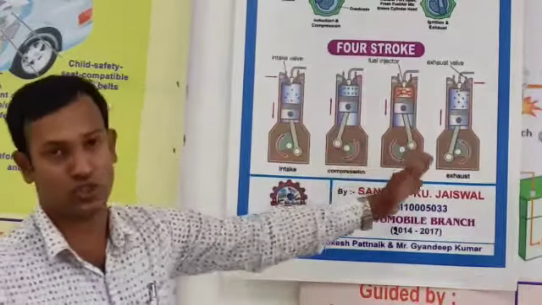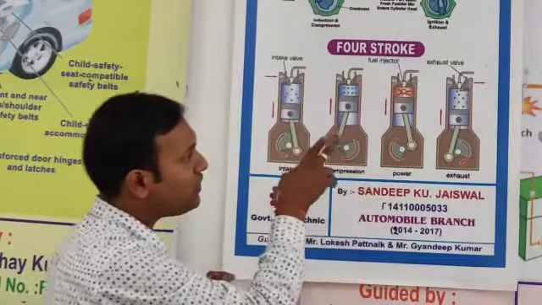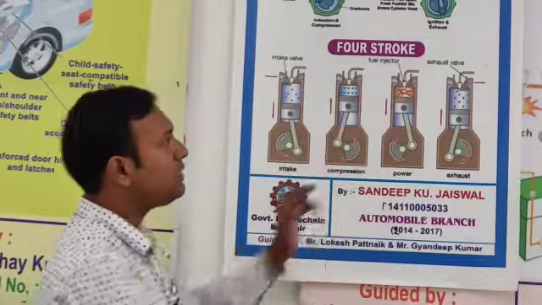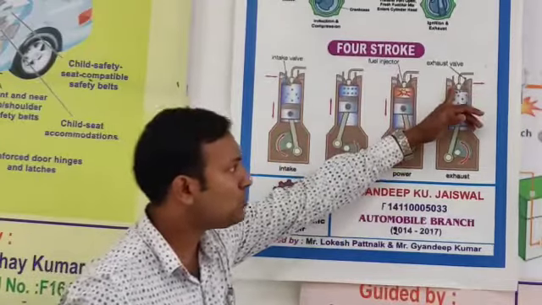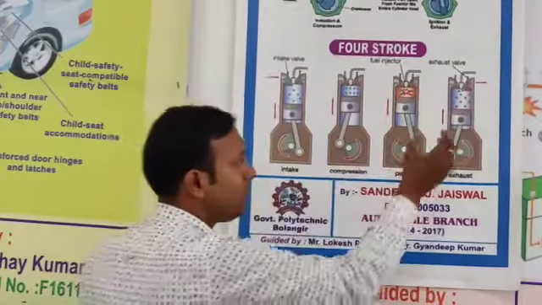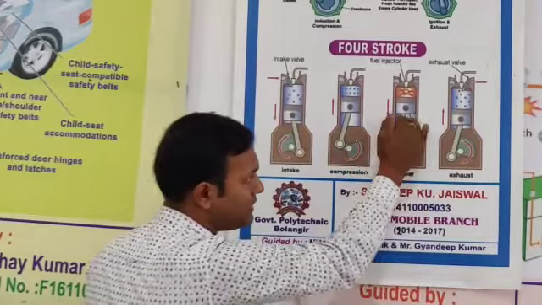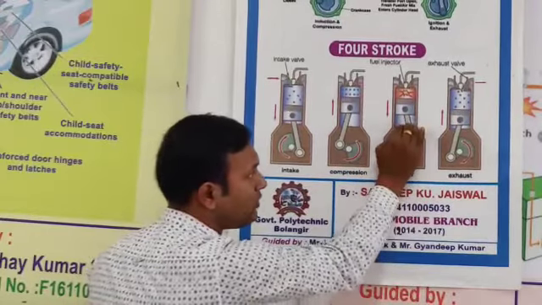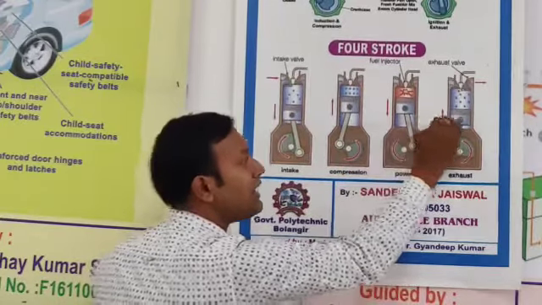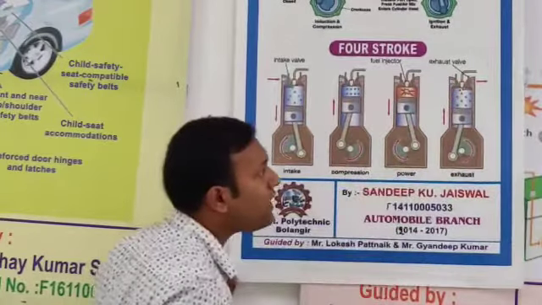Then we go for the exhaust stroke, okay, the last stroke. In the last stroke, what will happen is the position of the two valves: the inlet valve is closed and the exhaust valve is open, okay. Then the piston, which is at the end of the power stroke in bottom dead center, will go up to top dead center, okay.